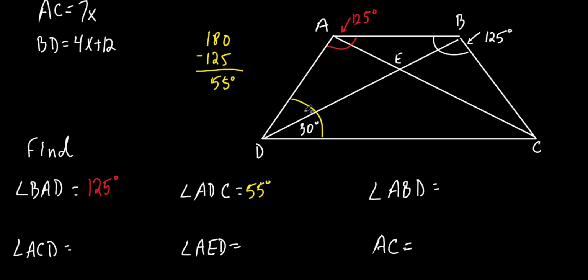Let's find it. 55 minus what? 30, which is 25. Again, they don't ask for it, but let's just put it in there anyway, because they could ask for it. You never know. All right, let's keep going.